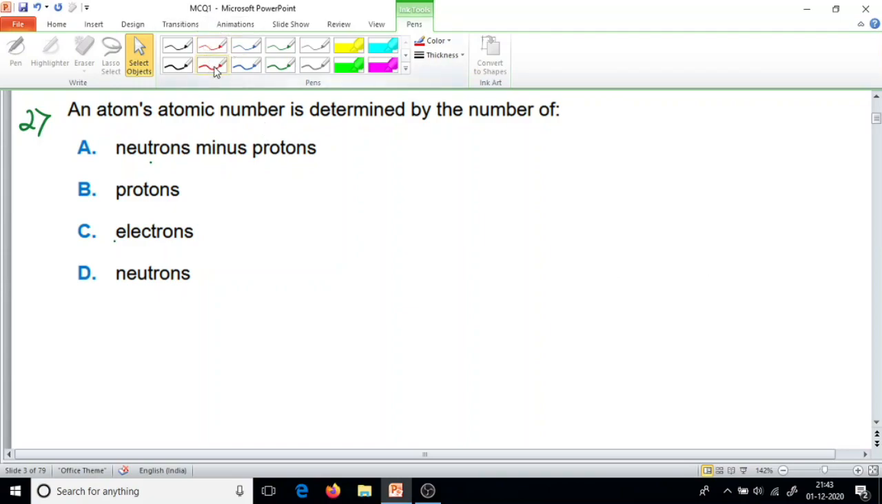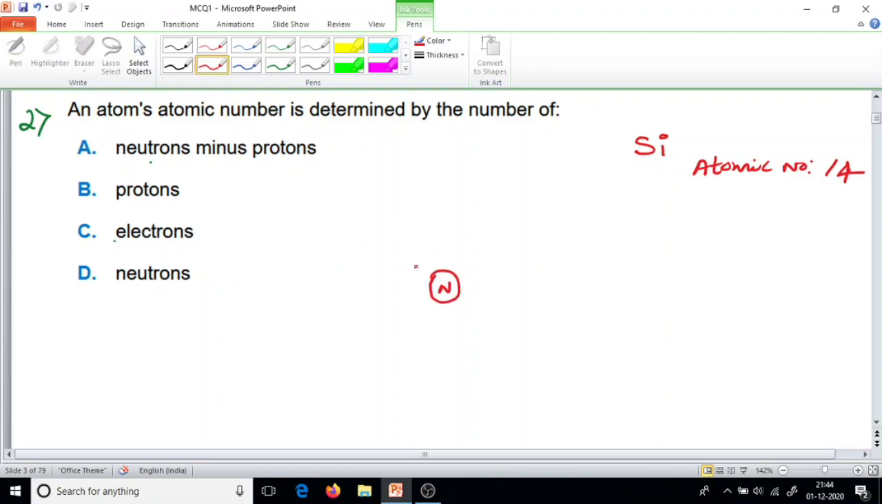Question number 2. An atomic number is determined by the number of. What is the atomic number? How is it determined? So we will consider one atom, the silicon atom. Silicon atomic number equal to 14.